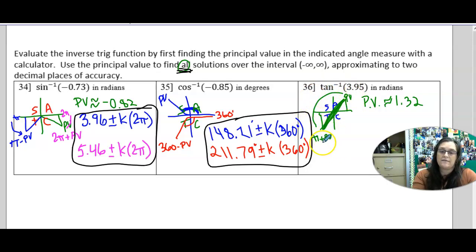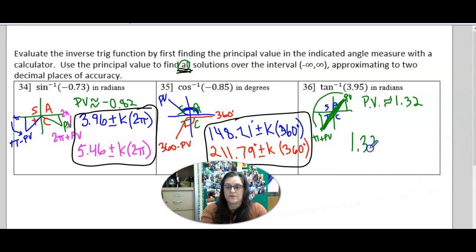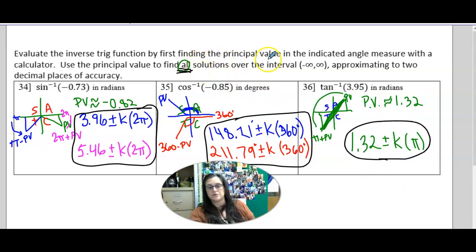So I really don't have to evaluate to find the decimal approximation for my quadrant 3 angle, since the period will allow me to run right into it. So 1.32 plus or minus k times the period of tangent in radians is pi. That expression will represent by itself all of the possible solutions, since the period of tangent is half that of sine and cosine.